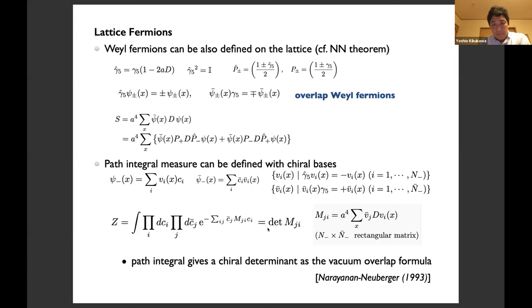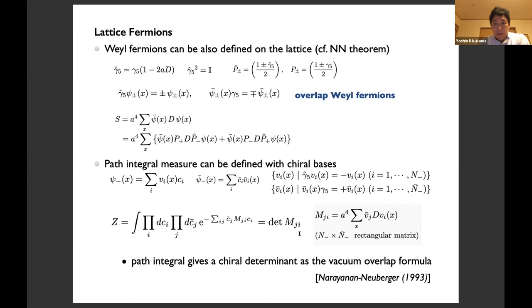Then the partition function is given by this path integral, and it gives rise to a determinant of this representation matrix of the Dirac operator for the Weyl field. In this way, the path integral gives rise to a chiral determinant. This expression is known as the vacuum overlap formula, proposed by Narayanan and Neuberger.